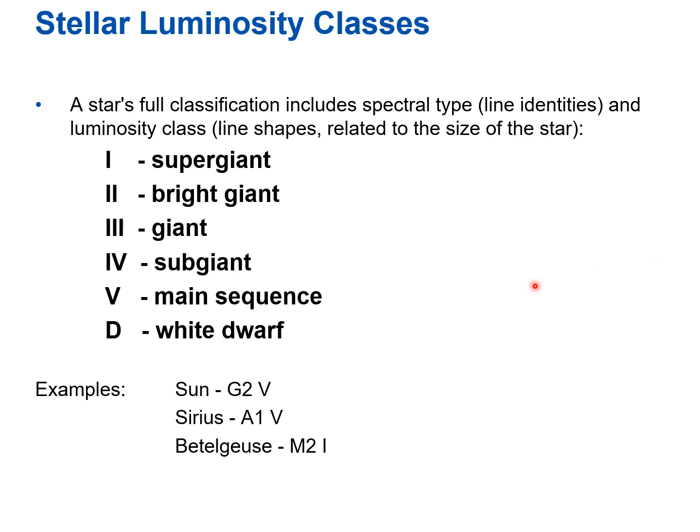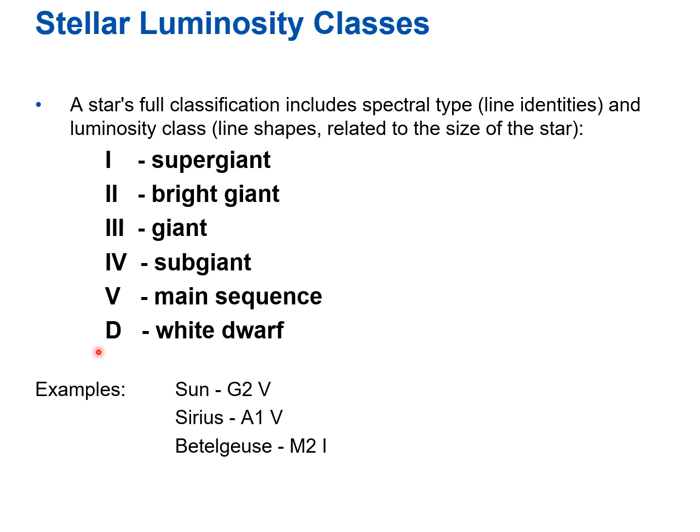Those go in sequence of Roman numerals, and I'll show this to you on the next slide, how it relates to the HR diagram. But they are Roman numeral 1, supergiants. So class 1 are supergiants, class 2 are bright giants, class 3 are giants, class 4 are subgiants, class 5 are main sequence. That's where the Roman numerals end. And then there are white dwarfs. We don't call them class 6, we just call them class D.